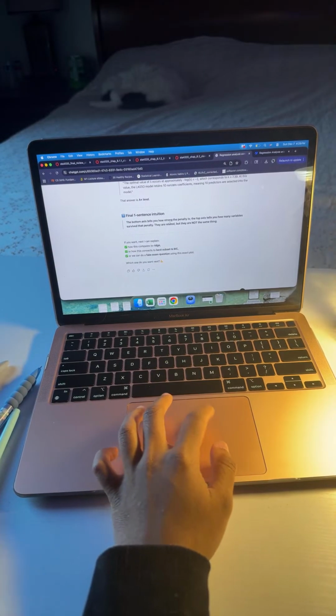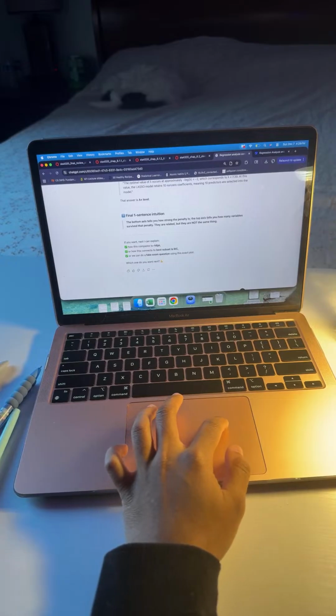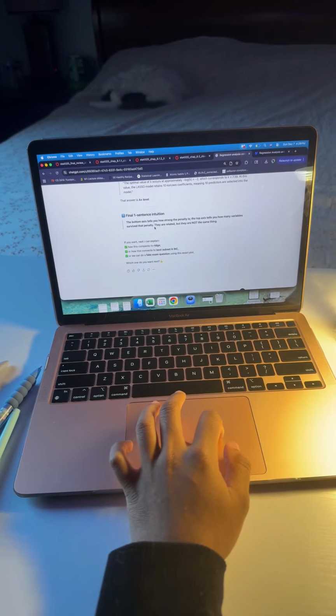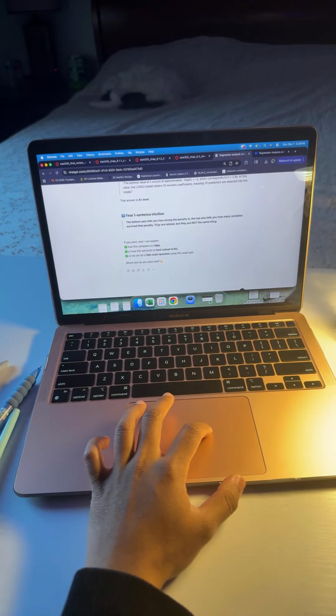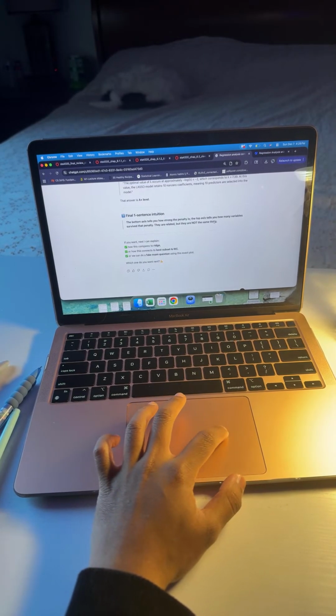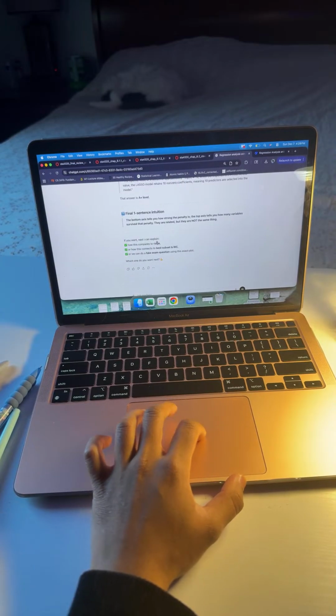The bottom axis tells you how strong the penalty is. The top axis tells you how many variables survive the penalty. What penalty, bro? I'm not studying politics here. They are related, but they're not the same thing. If you want, next I can explain how to compare to ridge.